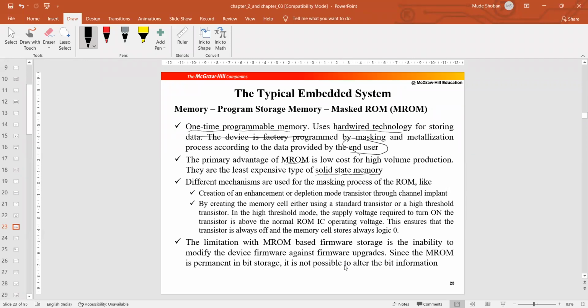The primary advantage is high volume production. Whenever you want to go for a high volume of production, meaning bulk, where a large number of storage units are required immediately. For example, in an election year, when they are using EVMs, what does EVM stand for? Electronic voting machine.